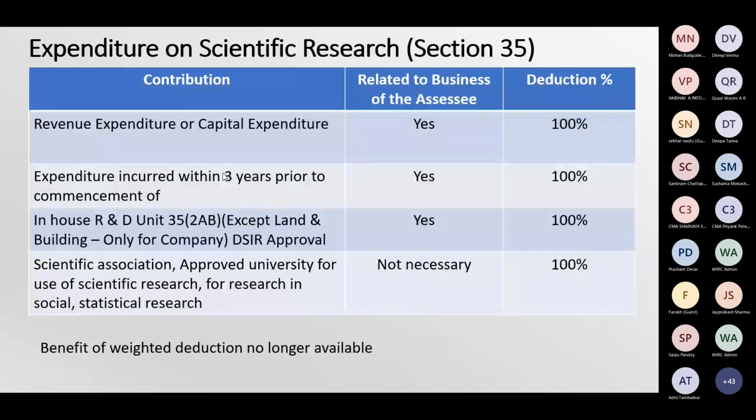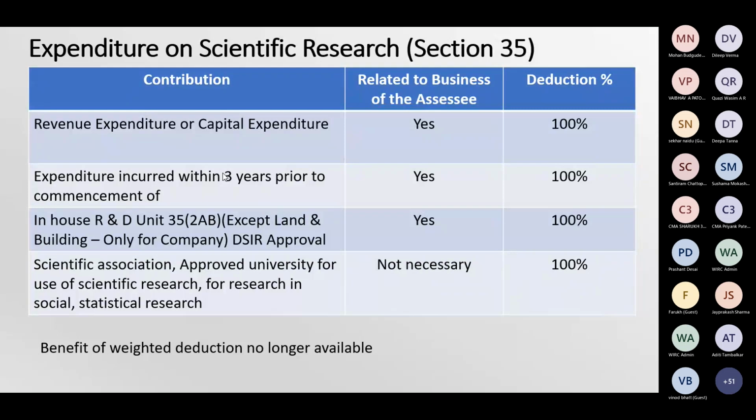The next one is expenditure on scientific research. In income tax, earlier there was a concept of weighted deduction, but now that concept is almost not there. I'm saying almost. What is weighted deduction? If you spend 100 rupees, you get a deduction of 125 or 150 rupees, and in some cases even 200 rupees, that is 200% of your expenditure. So revenue expenditure and capital expenditure related to the business and specifically for scientific research, 100% deduction is available.